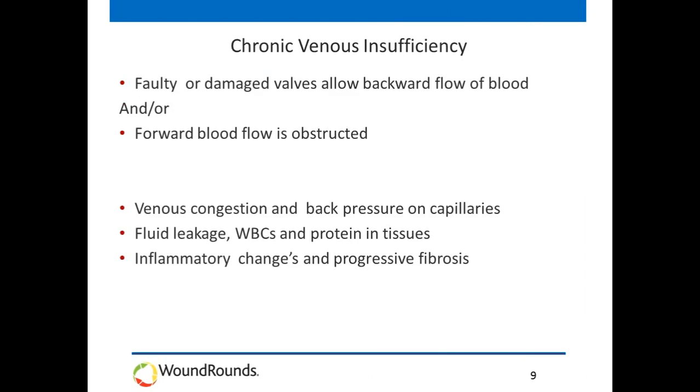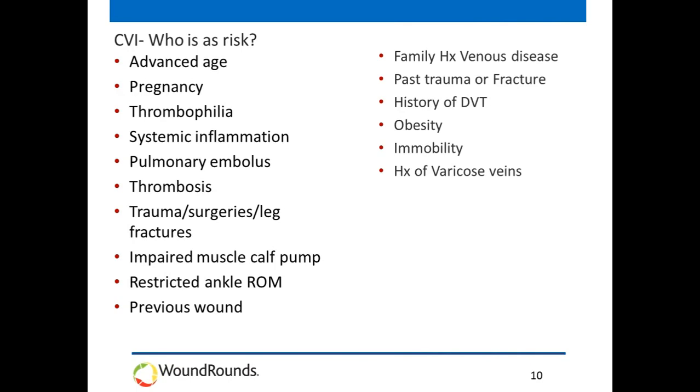Why do people get venous insufficiency? This is a review from prior webinars. It's the underlying problem for these venous ulcers, the obstruction of the deep or the superficial system or the valves being incompetent. This is a review of the patients that are at risk, and other reasons that contribute to chronic venous insufficiency.